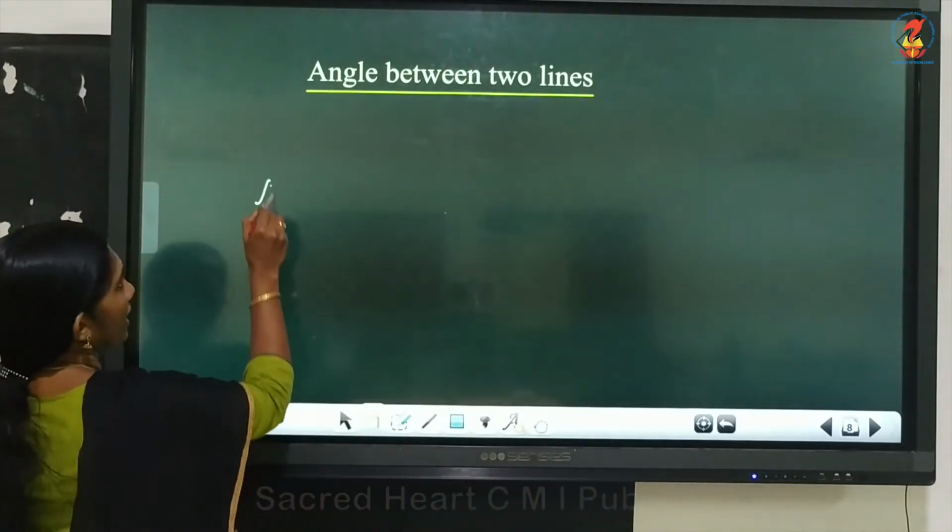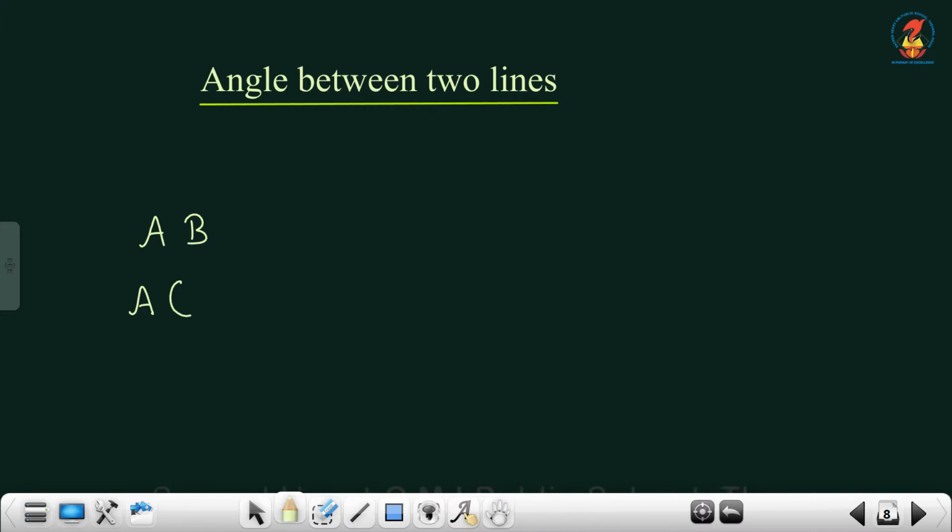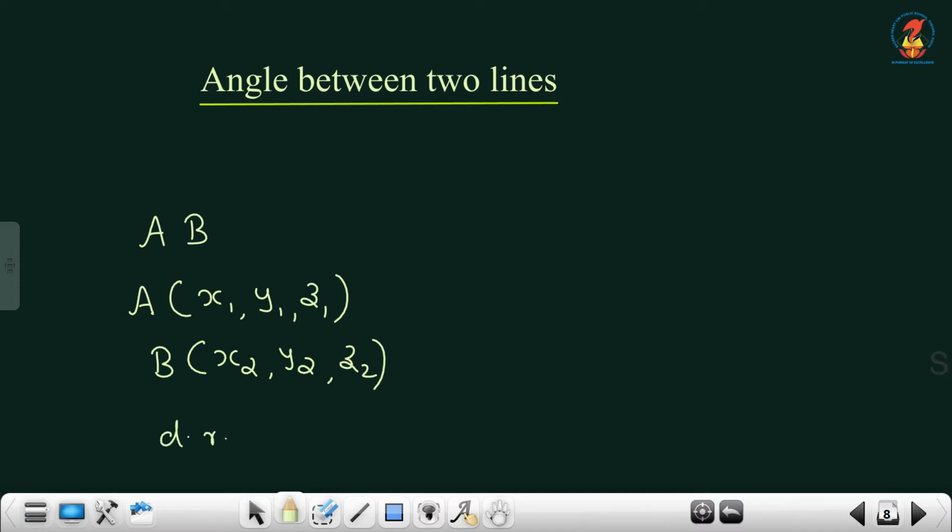Suppose the line AB. A, the point, the coordinates are x1, y1, z1, and B is x2, y2, z2. Then how do we get direction ratios of this line AB? How to find the direction ratios? You have to subtract. So direction ratios of AB are x2 minus x1, comma y2 minus y1, comma z2 minus z1.